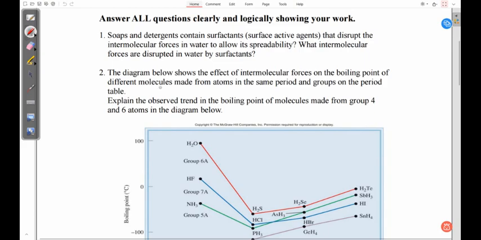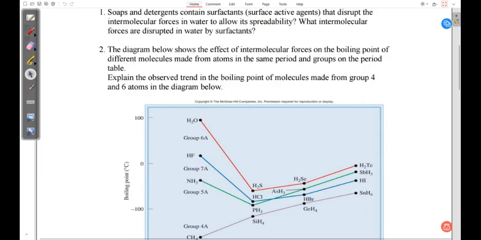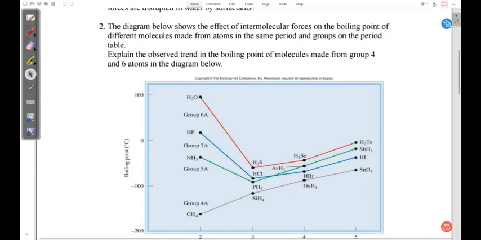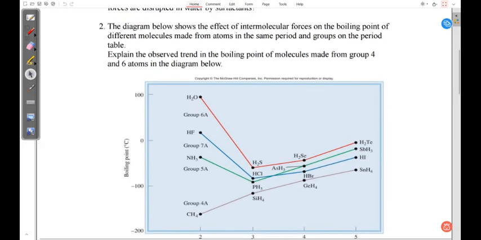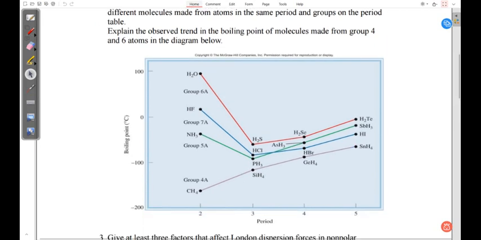Okay, question 2. The diagram below shows the effect of intermolecular forces on the boiling point of different molecules made from atoms in the same period and groups on the periodic table. Explain the observed trend in the boiling point of molecules made from group 4 and group 6 atoms in the diagram below. These elements are from the same period and they are categorized according to the groups they're in. Now we have to explain the observed trend in the boiling point of molecules made from group 4 and 6. So let's try to observe what's happening.